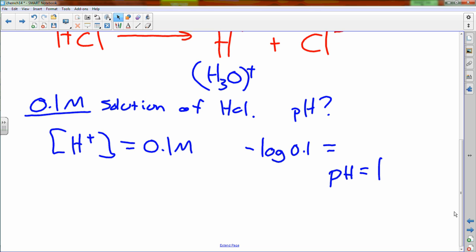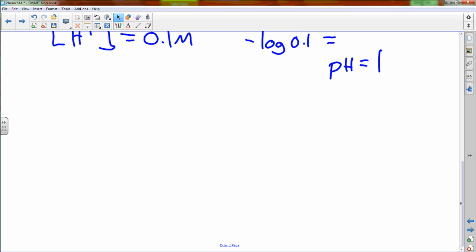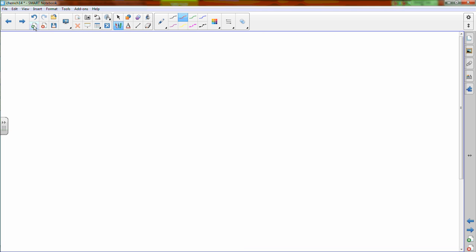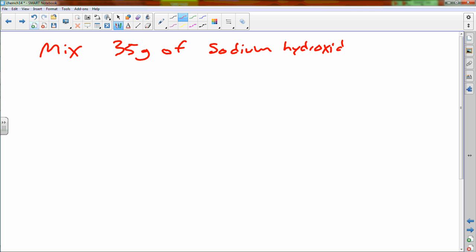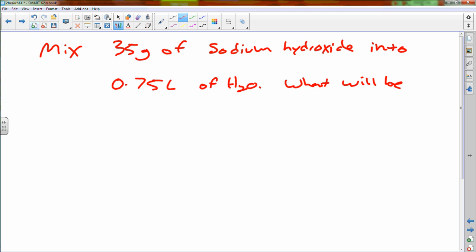Now, in most cases, you're not going to see a problem like this. What you'll see is something like this. We're going to mix 35 grams of sodium hydroxide into 0.75 liters of water. What will be the pH of the solution?